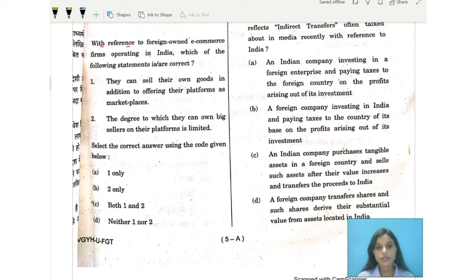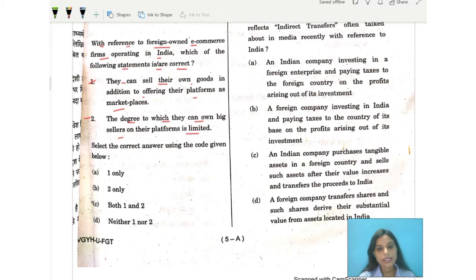With reference to foreign-owned e-commerce firms operating in India, which of the following statements is or are correct? Let us go through the statements. Number 1: they can sell their own goods in addition to offering their platforms as marketplaces. And number 2 says the degree to which they can own big sellers on their platform is limited.